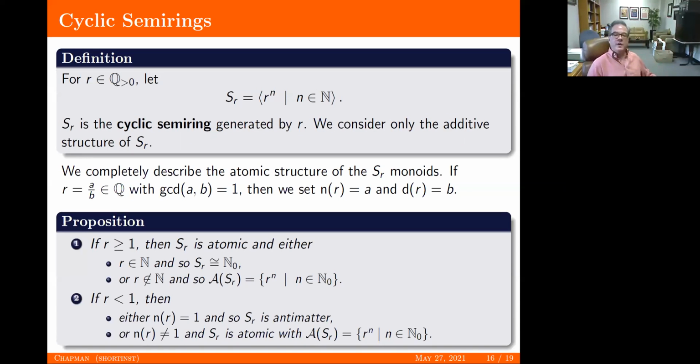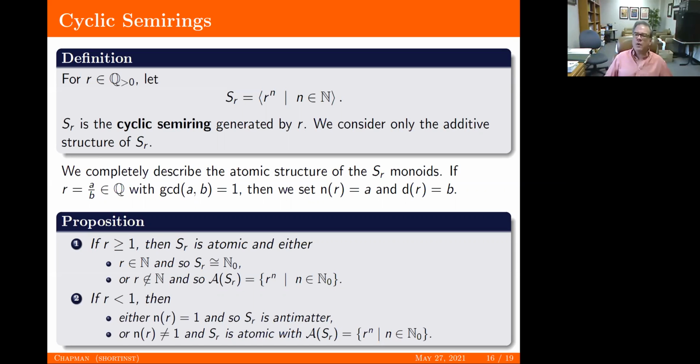So here's a really nice class of Puiseux monoids. It's actually a class of semirings, which is what you see these things referred to as when you look in the literature. If r is a positive rational, just look at the Puiseux monoid generated by all its non-negative powers. I'm going to call this the cyclic semiring generated by r. I'm only going to look at the additive structure. If you want to, you could also consider its multiplicative structure, but I'm going to stick to the additive structure.